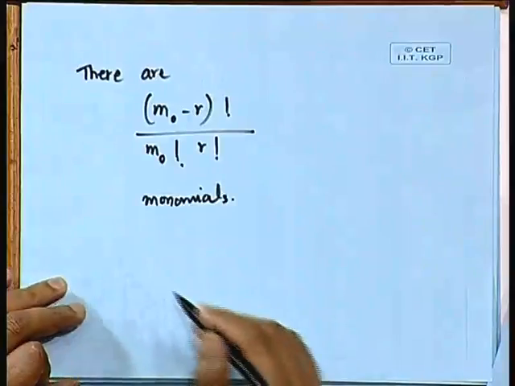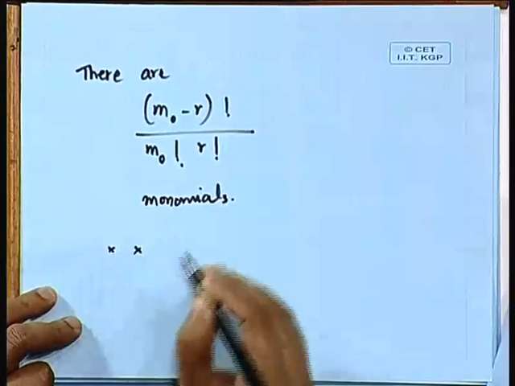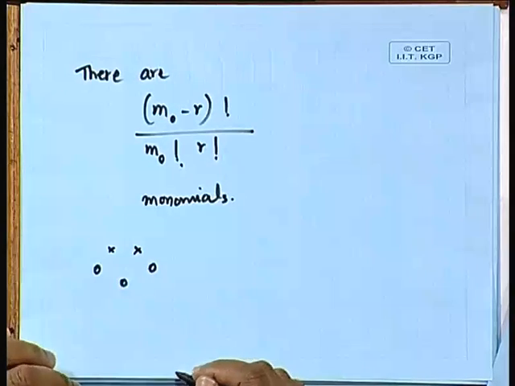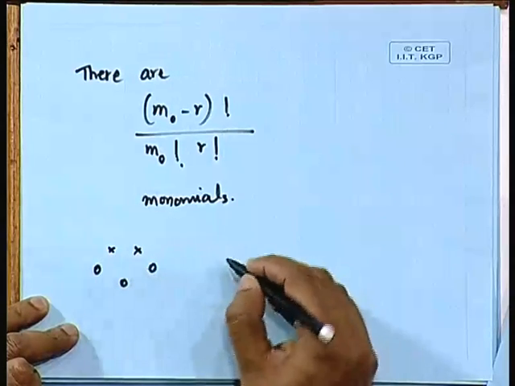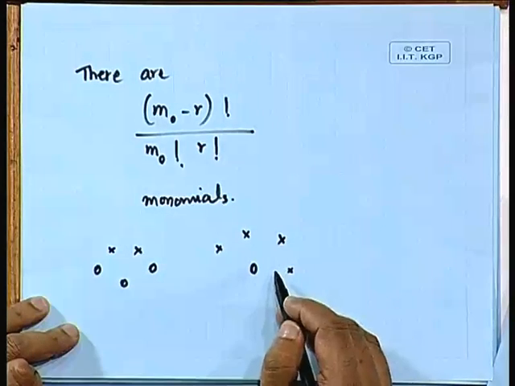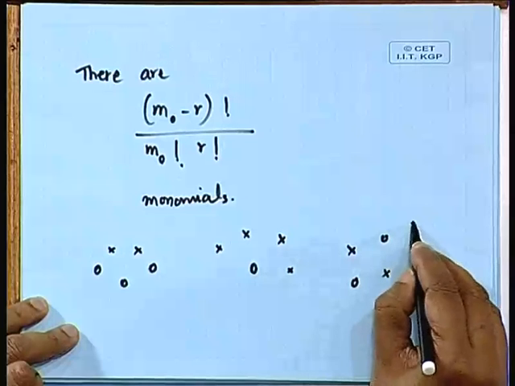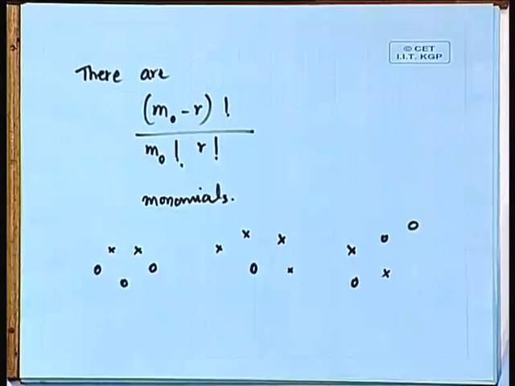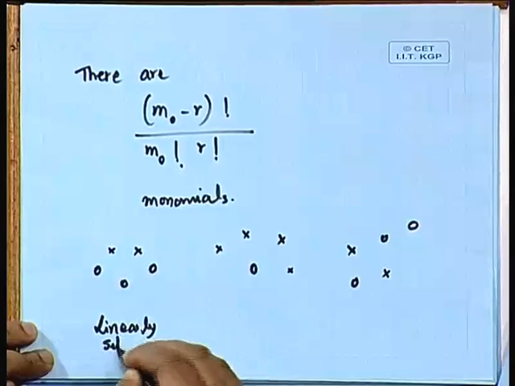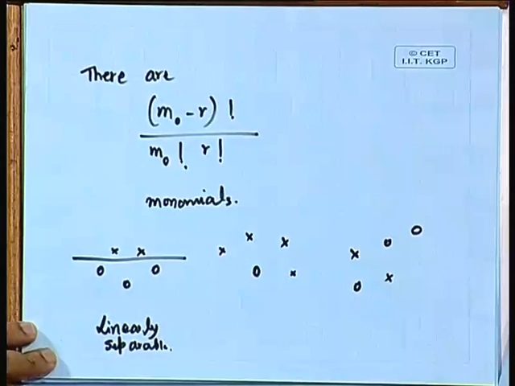So, let us say that you have chosen a dichotomy of H1 and H2, and let us say that we have got 5 such patterns. Let us say this is example number 1, this is example number 2, and this one is example number 3. Here you can see that this dichotomy is linearly separable. Why? Because I can find a hyperplane that separates.